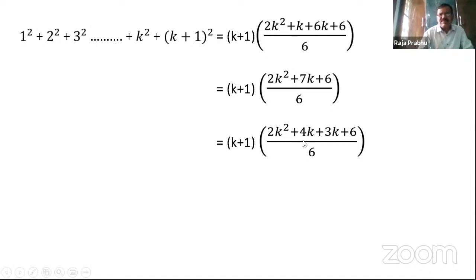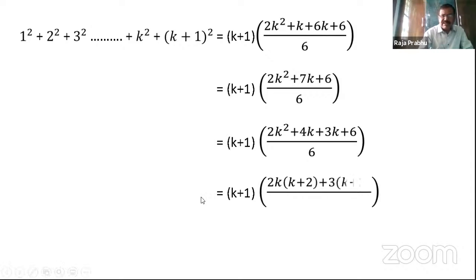Now consider the first two terms of this. First two terms, what are they? 2k square plus 4k. Now in this you take out the highest common factor as common. The highest common factor will be 2k. 2k is here and also in this 2k. So take a 2k common, and in the other two terms the common factor will be 3. Take out 3 common. Okay, which will be indicated in the next step.